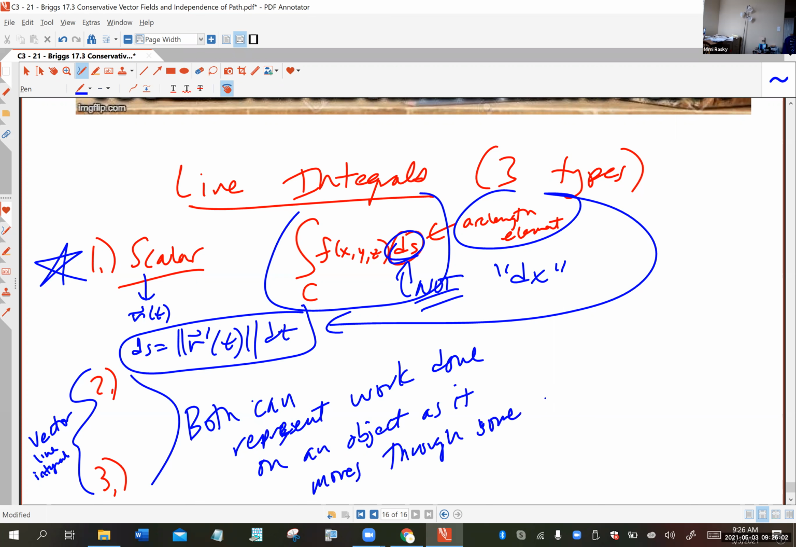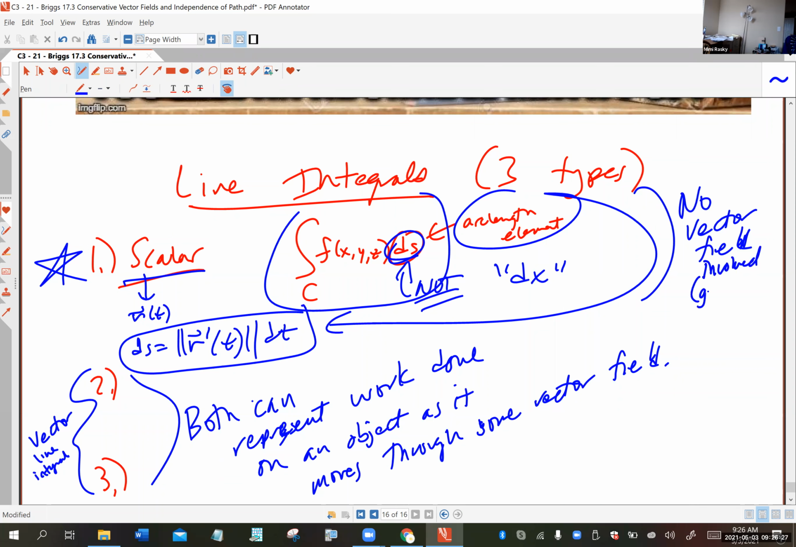Now, these two types, you need a vector field to do them. If they don't give you one, then it's given to you maybe as a differential form. It's kind of disguised, but you need to do it. Scalar, no vector field involved in a scalar line integral. Well, then what's it good for? Well, it's good for the mass of a wire, basically. That's what I use it for. That's pretty much, I think, the only really good application for it.